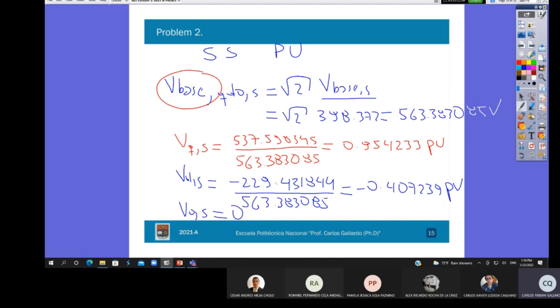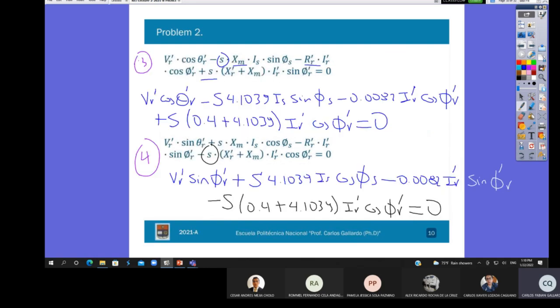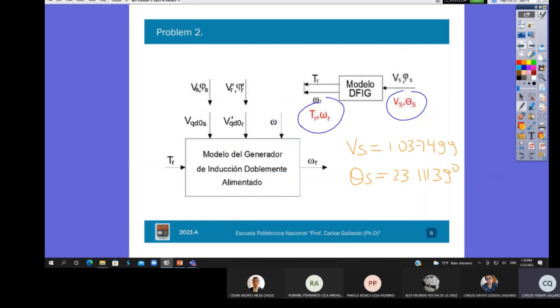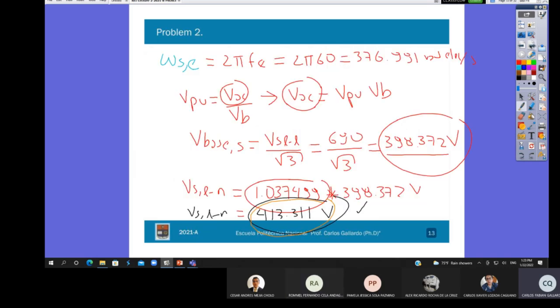Okay, so following the methodology, let's take a look at this part. This is using the Park transformation, I have the QD0 reference frame, but only for the stator. I need to do the same for the rotor, right? I have already finished the stator side. Now I want to continue with the rotor side, okay?